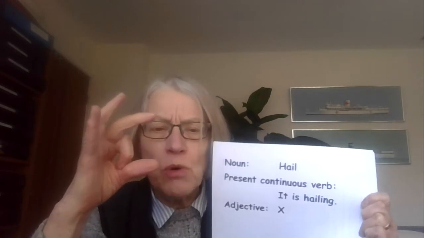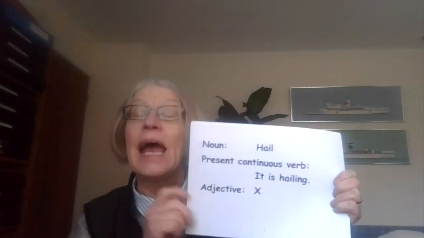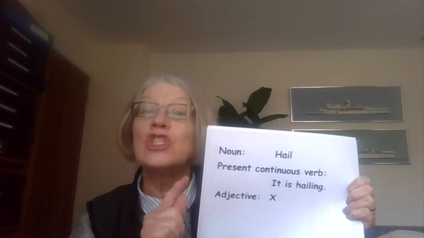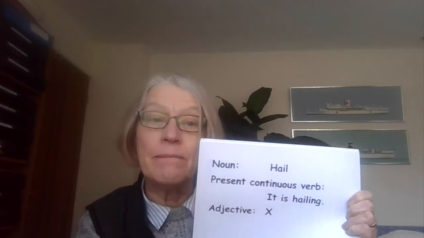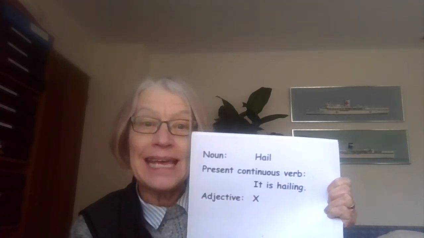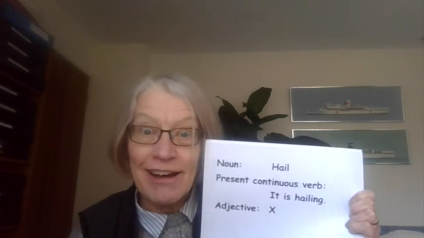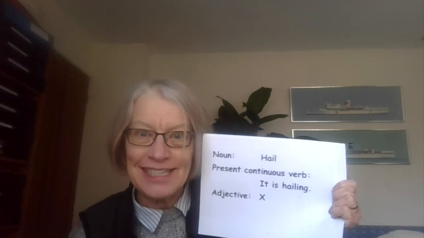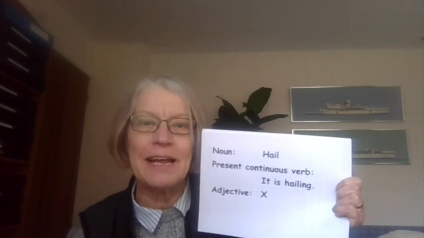Usually they're quite small, but occasionally you get really big ones. We call them hailstones. But the noun is hail. And the present continuous verb is, it is hailing. So your task is to do the past continuous and the future continuous of it is hailing.